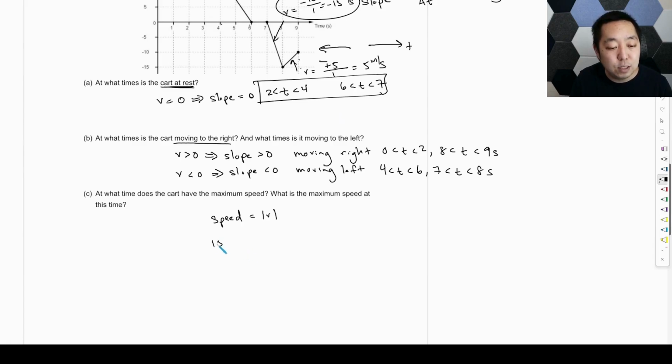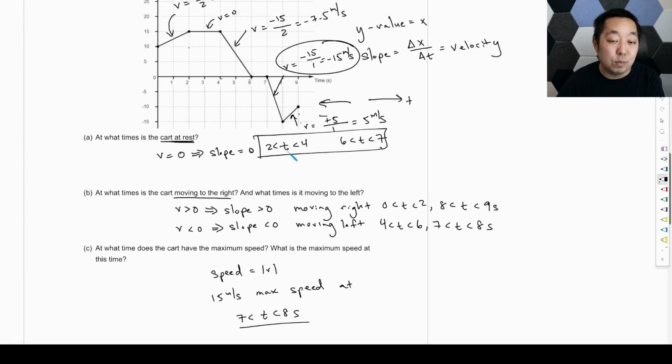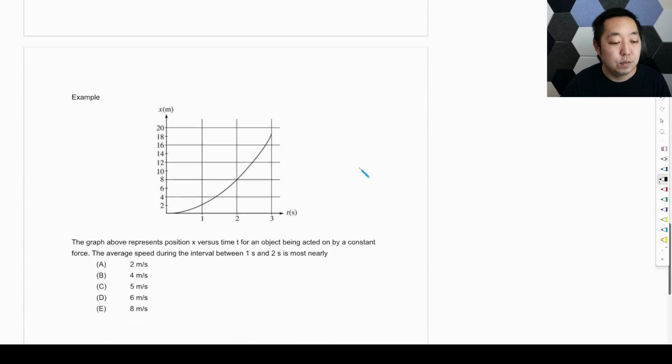So the 15 meters per second is the max speed when t is between 7 and 8 seconds, right? In this interval right here. That's when we have the maximum speed. And technically the velocity is negative 15 meters per second, but that just means it's moving to the left at 15 meters per second, right? The speed itself is 15.